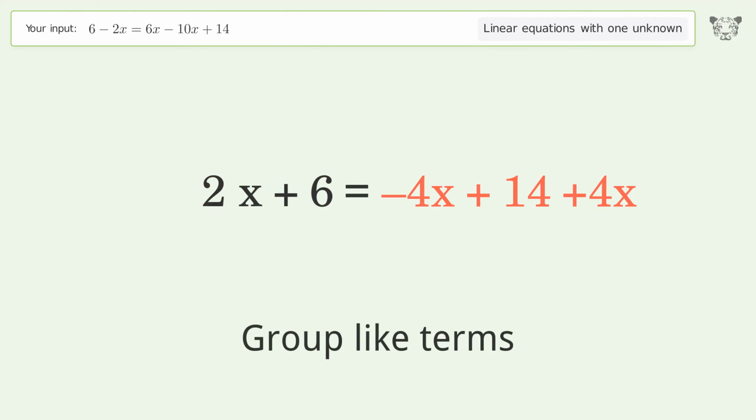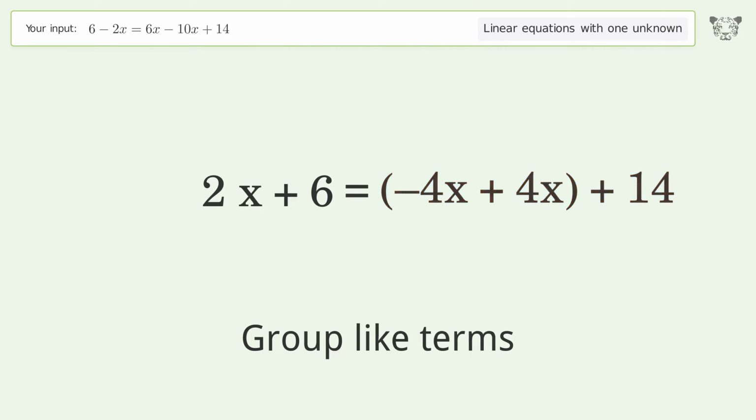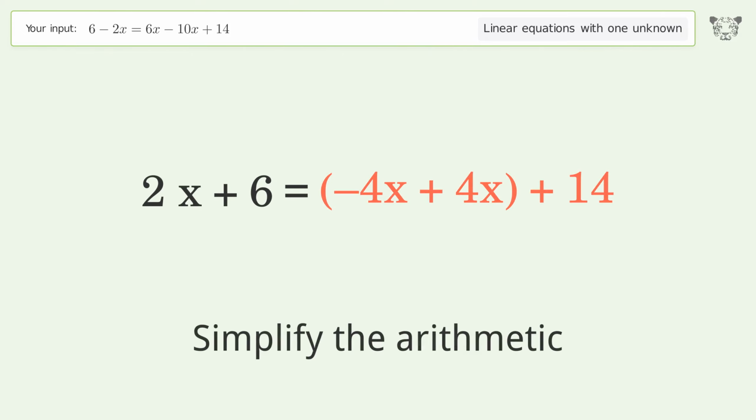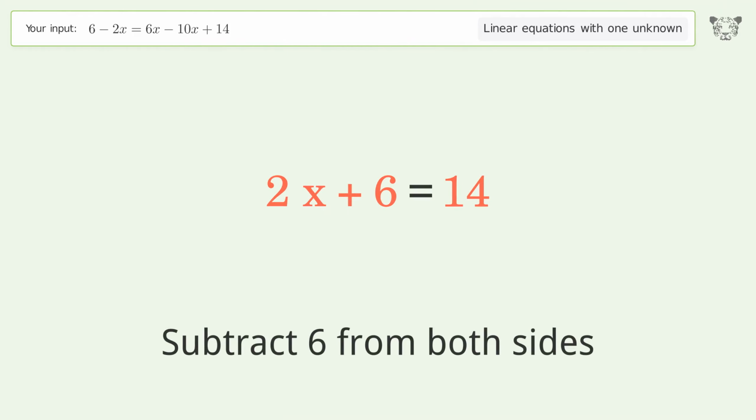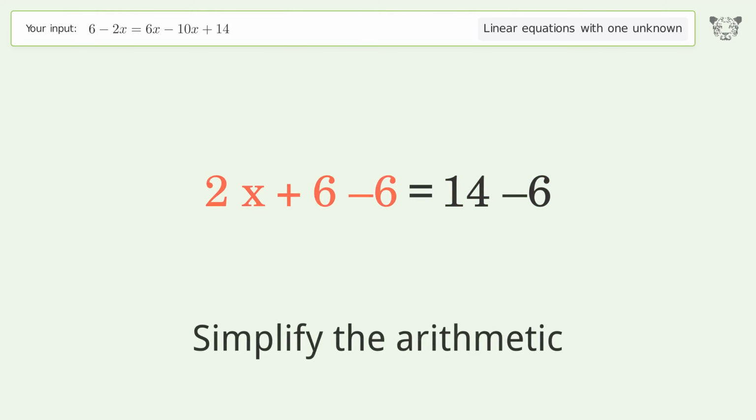Group like terms. Simplify the arithmetic. Group all constants on the right side of the equation. Subtract 6 from both sides. Simplify the arithmetic.